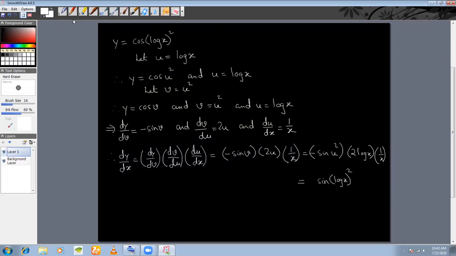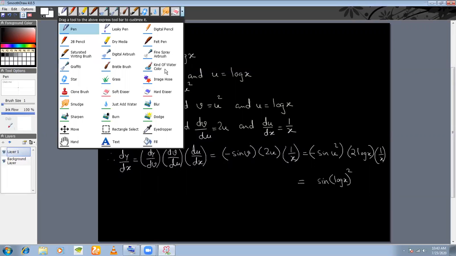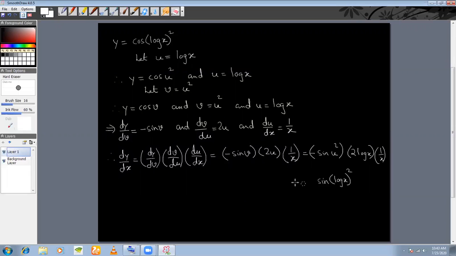Multiply, and what I do is, since this is a product, I write this as twice log x, with the minus sign, divided by x. Can I write this? Minus twice log x into sin of x square. Yes, I've put the values now. Everything is in terms of x. So this is your answer.